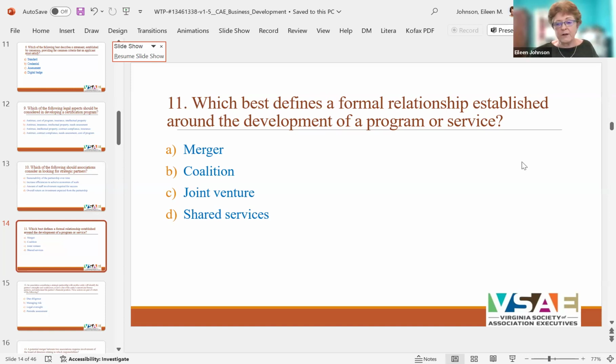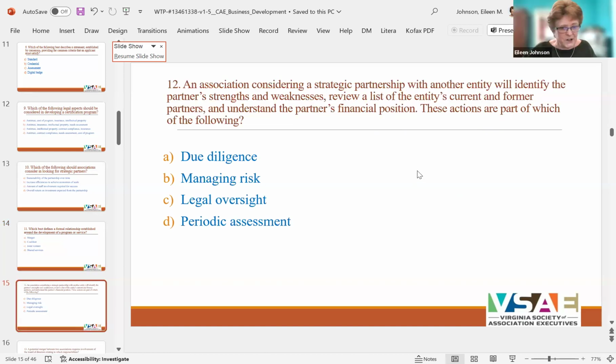I think this is another one where you just read the content and see how these come up. Another strategic partner question, number 12.